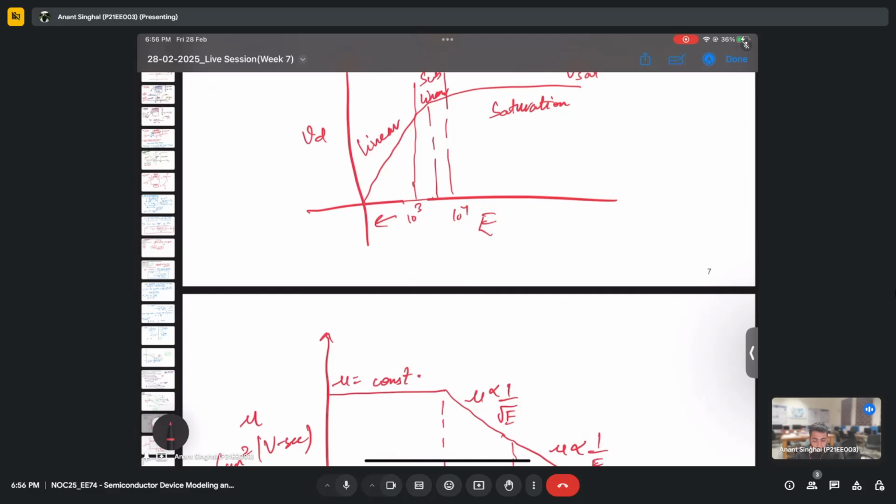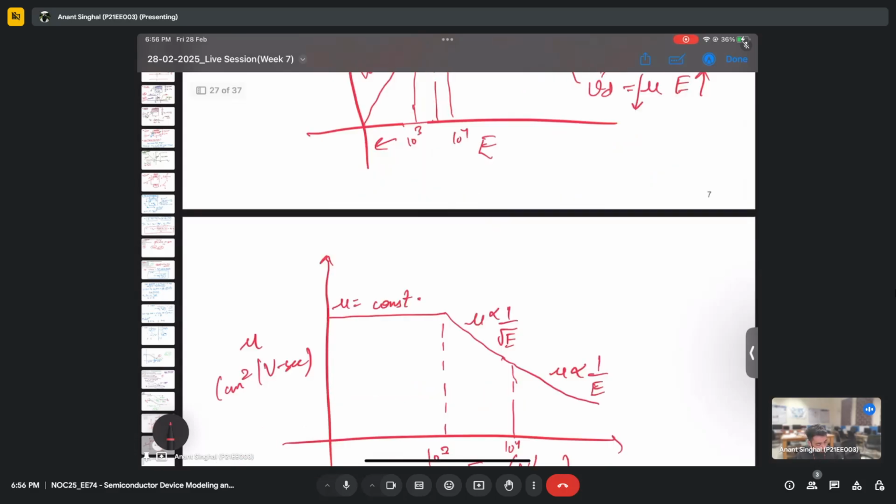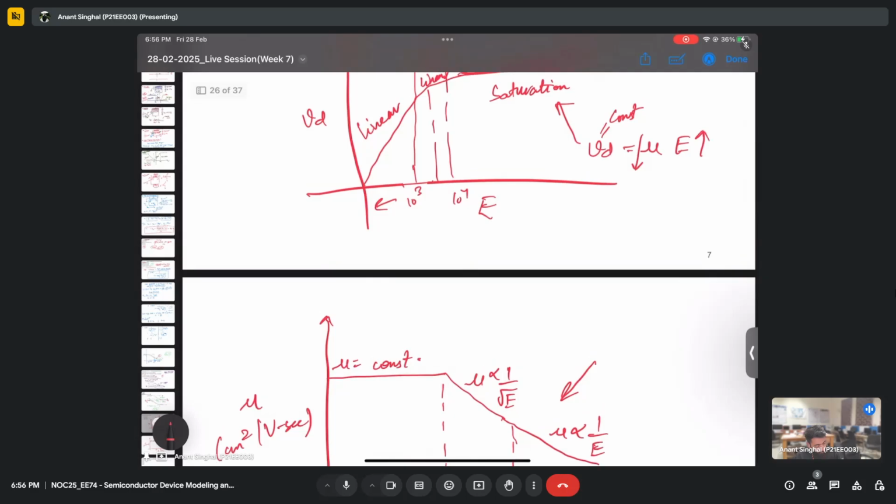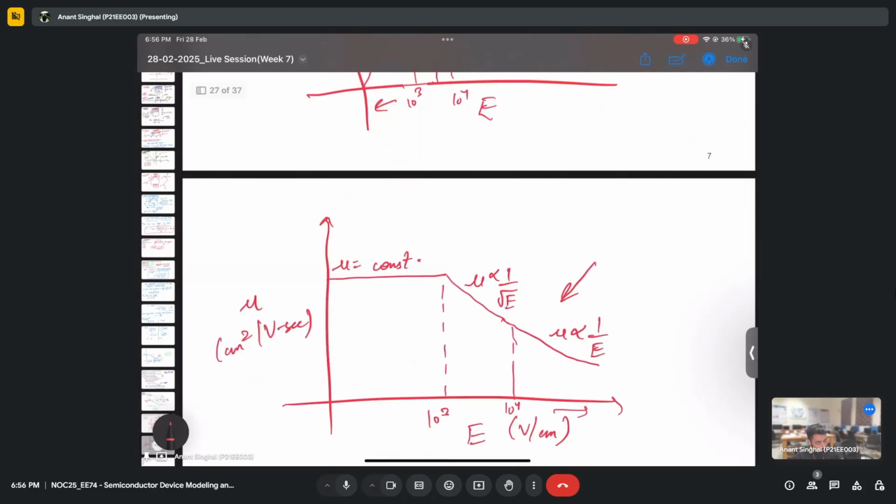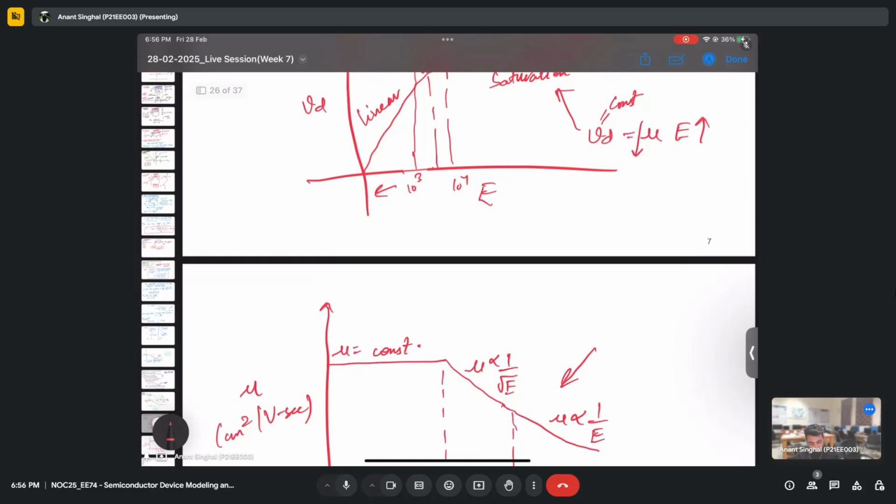The mobility initially starts with a constant value, then for higher electric field it decreases. The more the applied electric field, the lesser the mobility, since we need to keep VD constant. VD equals mu E, so if this increases, then we have to reduce this to keep it constant in the saturation region. That is what is happening. Mobility is reducing and electric field is increasing in this particular plot. Is it fine? Yes, sir. Okay, so we have the concept of scattering now.